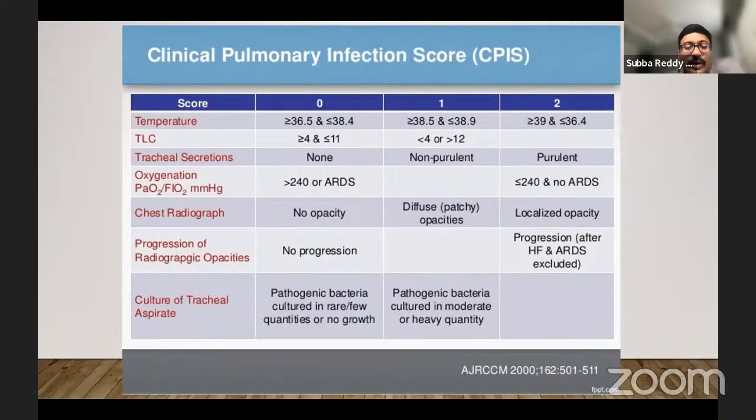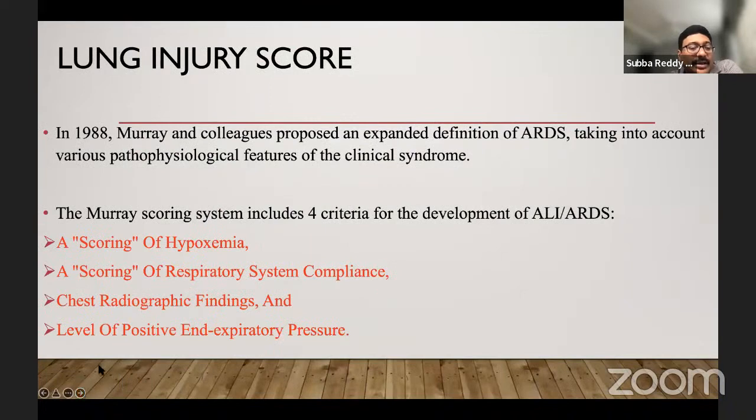And the cultures, what cultures you are getting from the tracheal aspirate. If you get a pathogenic bacteria culture in a heavy quantity, then you give a score of 1. So this is CPIS, and then you detect VAP in your ICU based on this score.